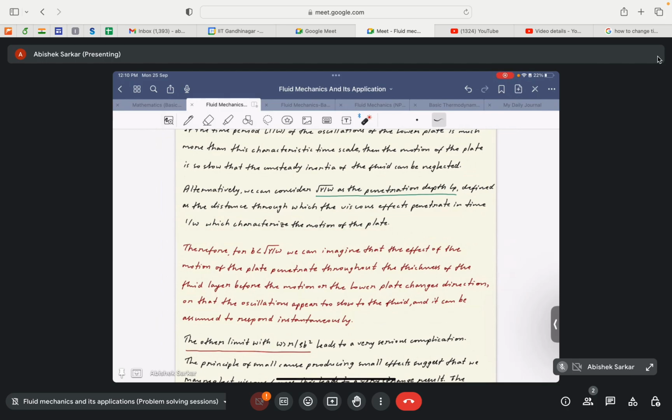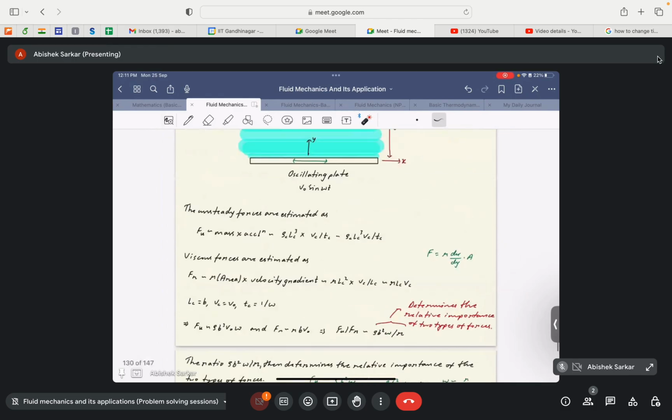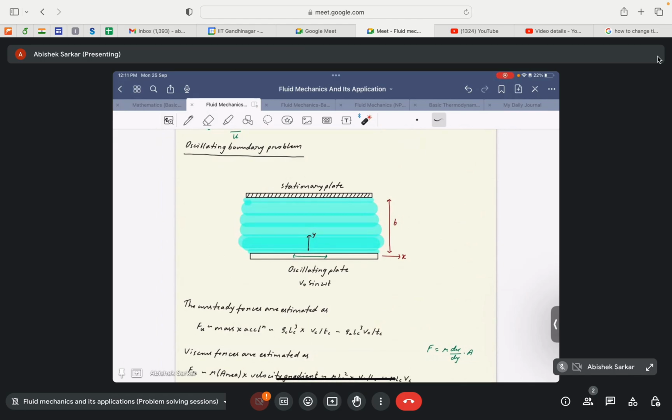Let me explain it once again. Let me go back to the diagram. What they are trying to say is that if omega is less than nu by b square, or b can be taken as the square root of nu by omega, then this is a conduction depth and this is a characteristic frequency.